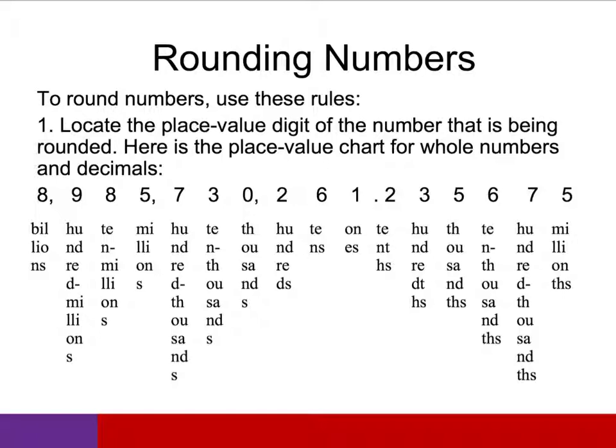Alright, so rounding numbers, here's the rules. What you need to do is locate the place value digit of the number that is being rounded. So if we're trying to round to the hundredths, we're going to find the number that's in the hundredths place. Here the place value chart shows the whole number and decimal. So we've got to find out what number we're going to either round up or leave as it is.